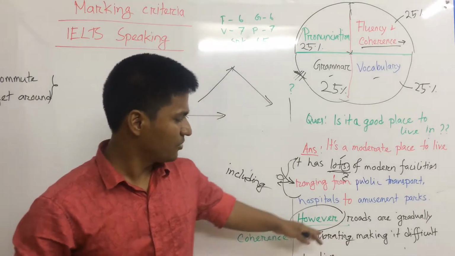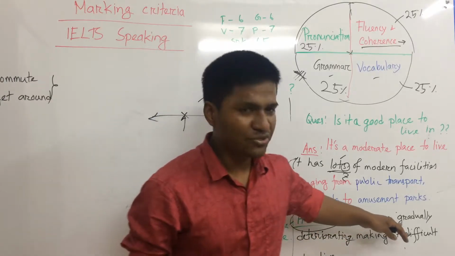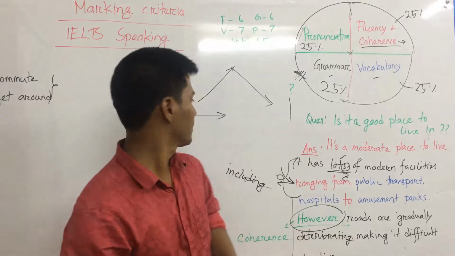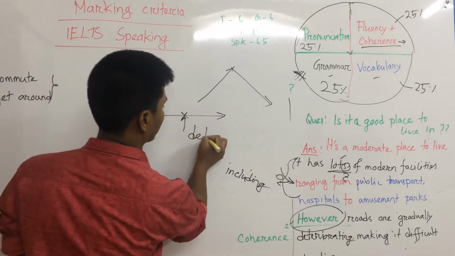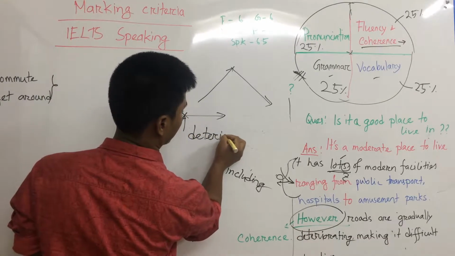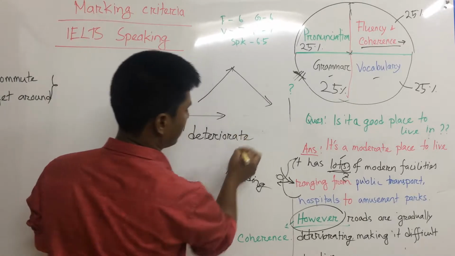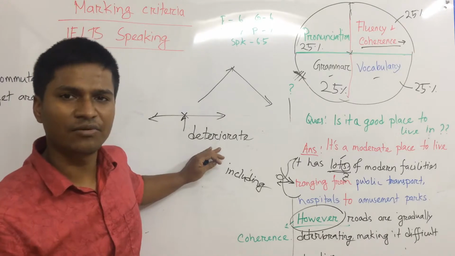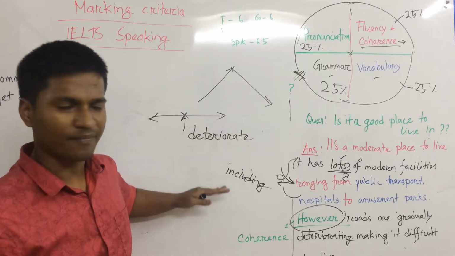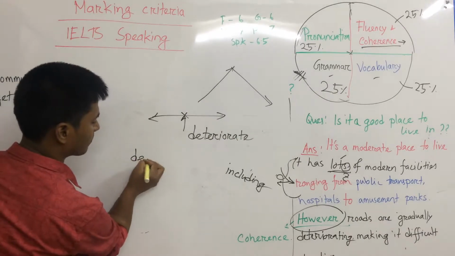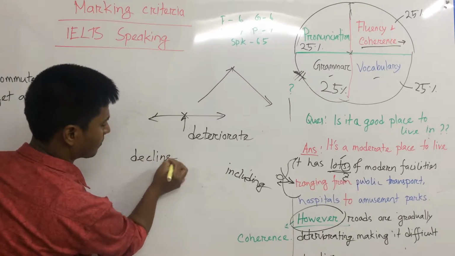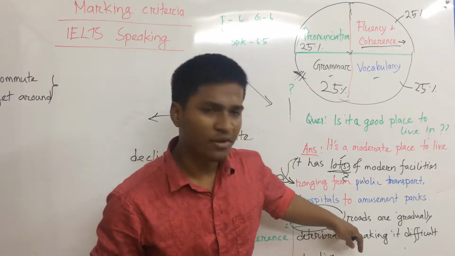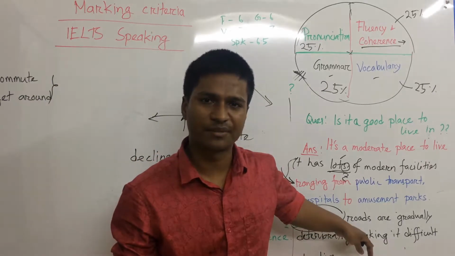The problem is what? Roads are gradually, day to day, okay, gradually deteriorating. Deteriorate means the quality of that particular scenario is declining. Okay, declining. Quality is declining of that particular roads or transportation systems.